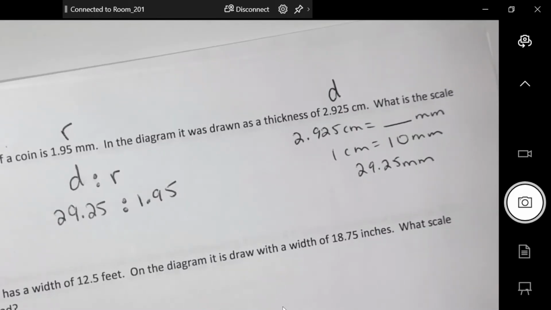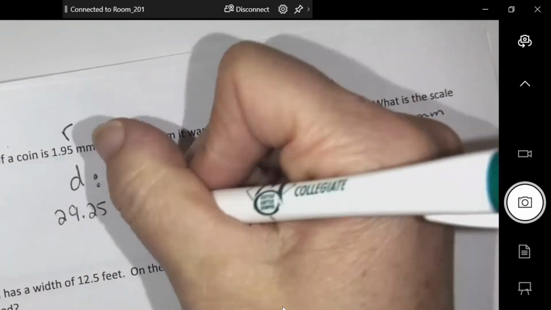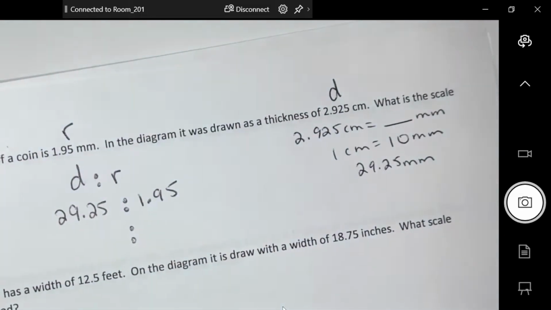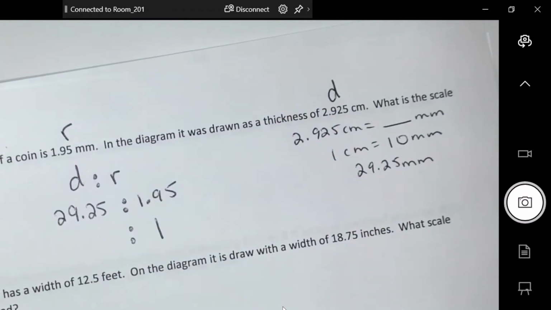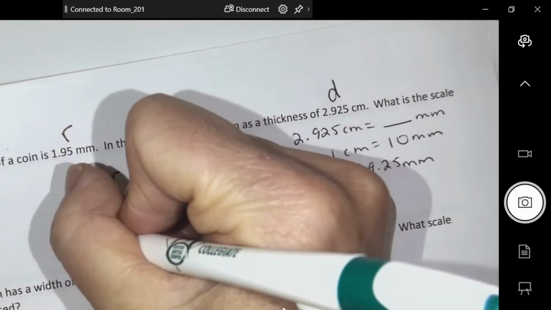Which one of those should I change to a 1? The smaller number should change to a 1. Multiply, divide.